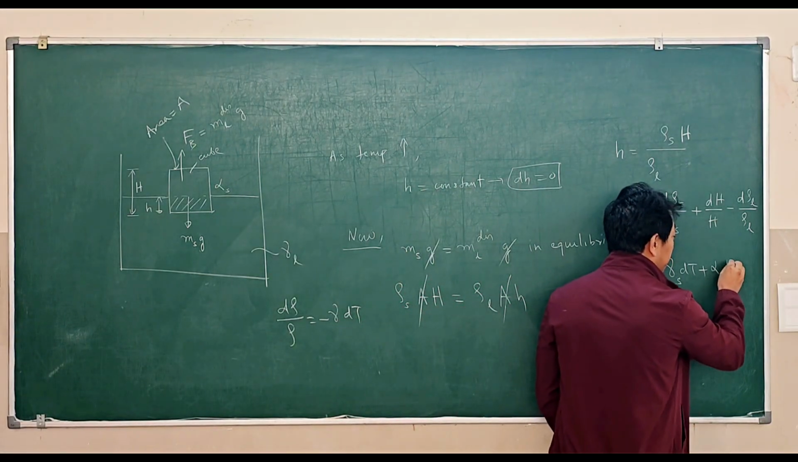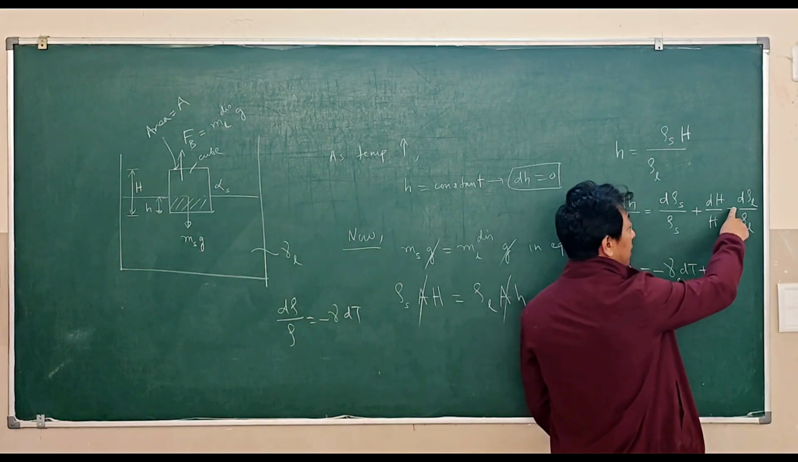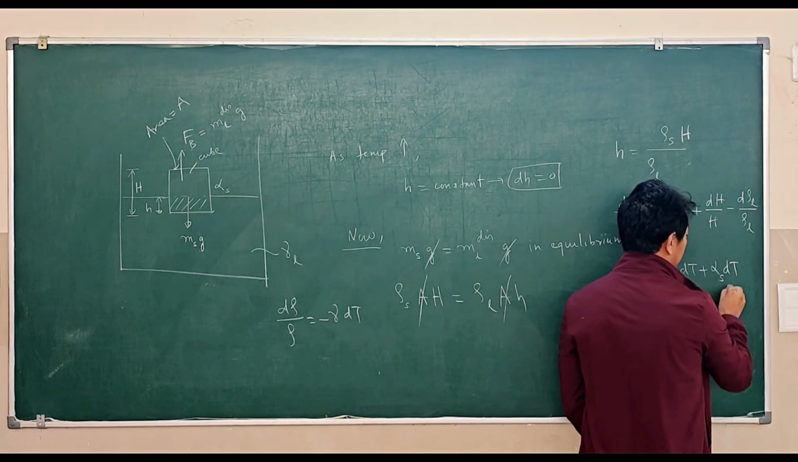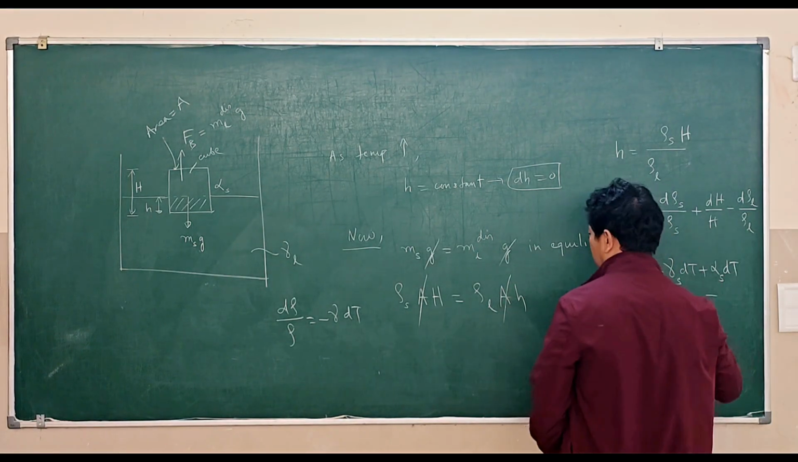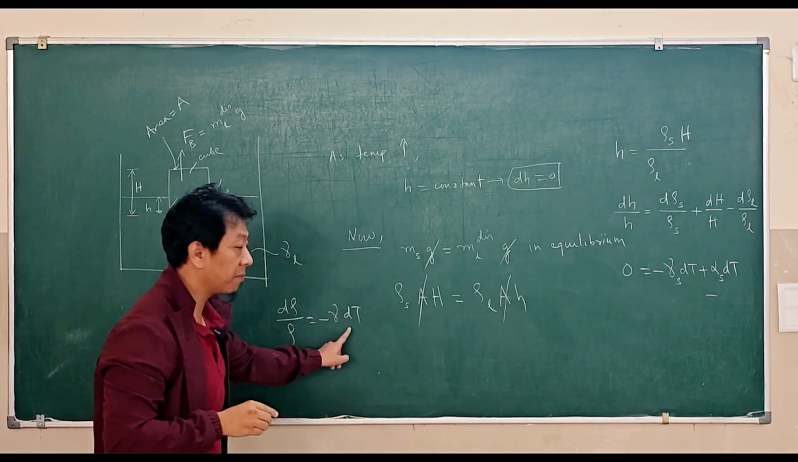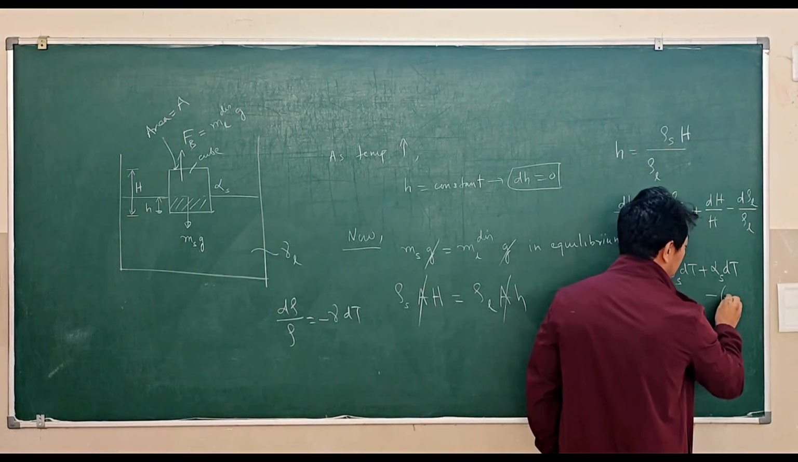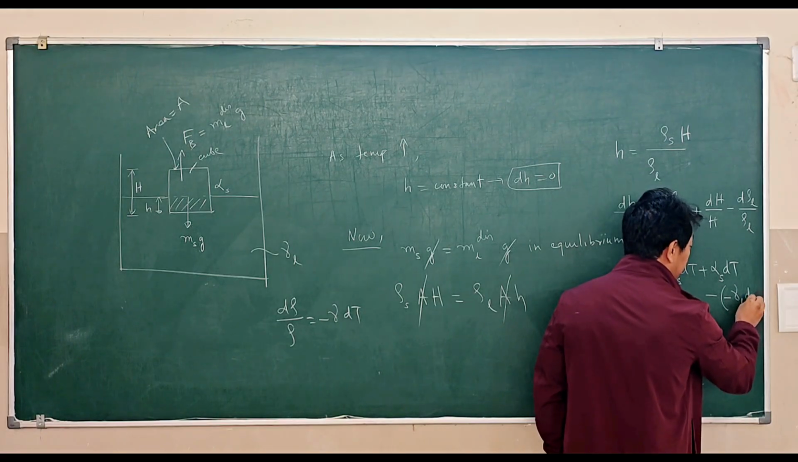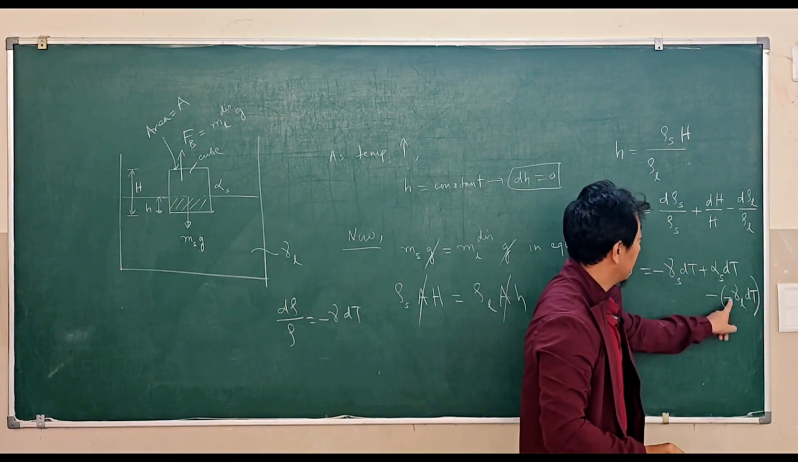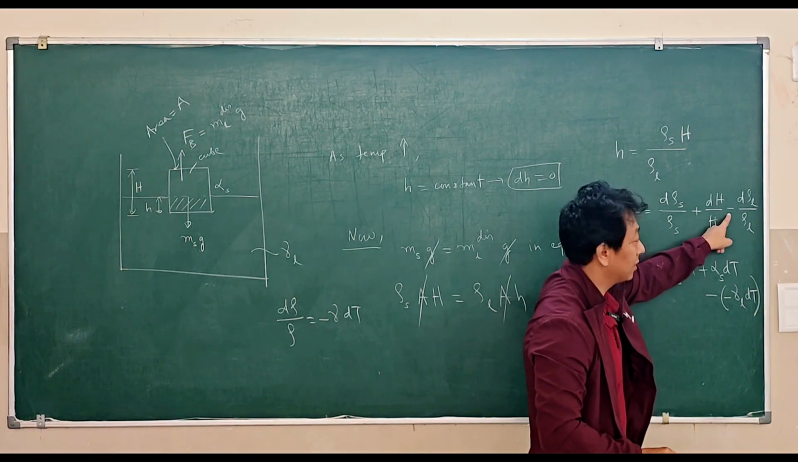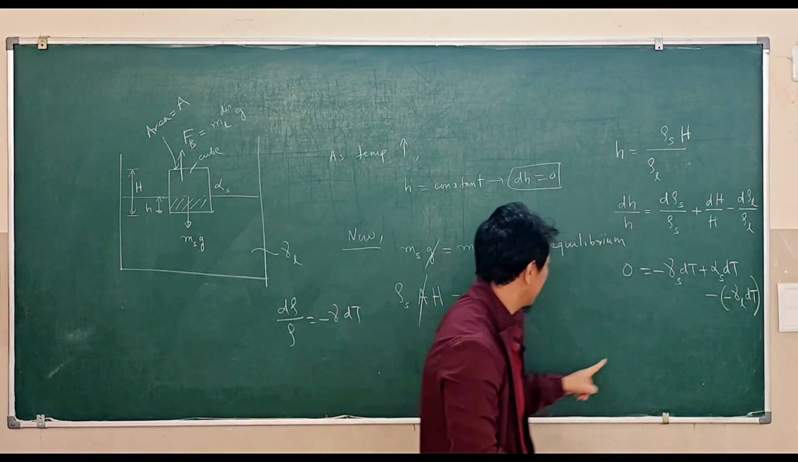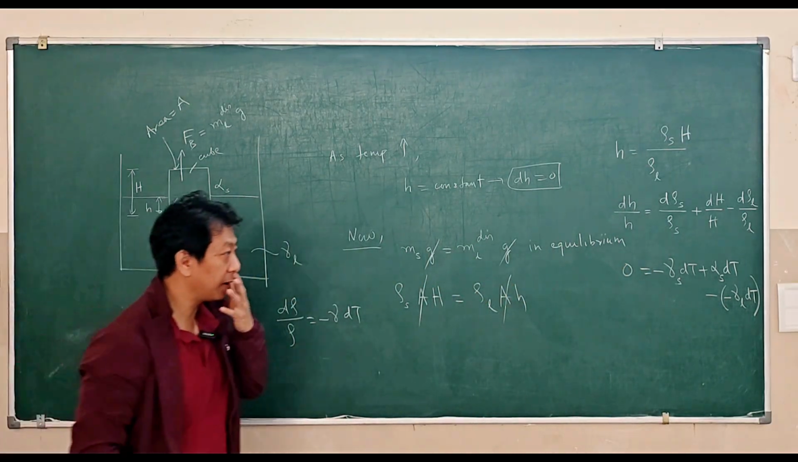So how will you write? Alpha s dt. And what is minus d rho of liquid? Minus, what is d rho by rho? Minus gamma dt. But this is whose? Gamma liquid. So minus gamma liquid dt. This minus sign, you understood? This minus is from here, brother. This minus is from d rho by rho. Simplify.